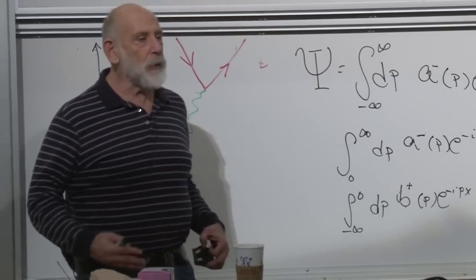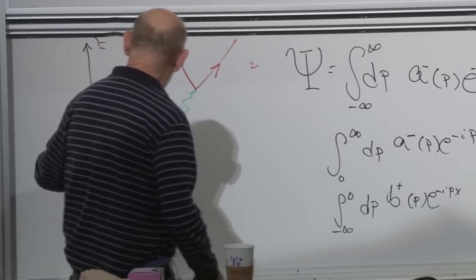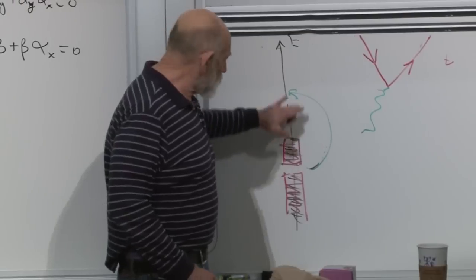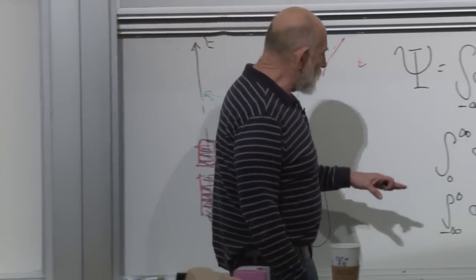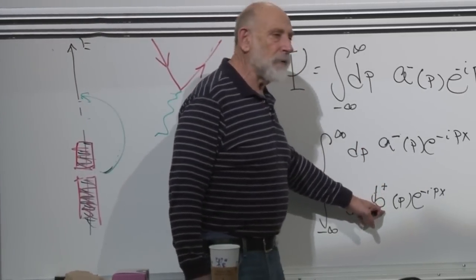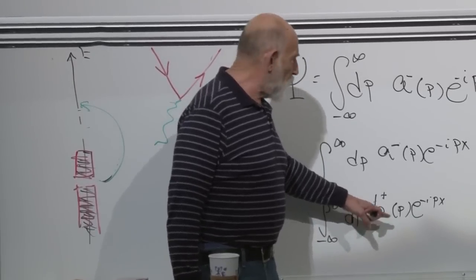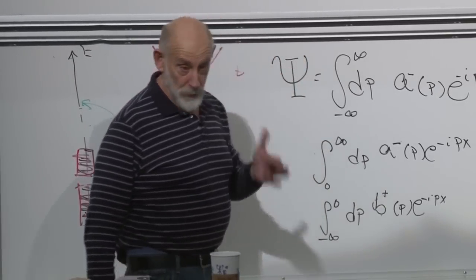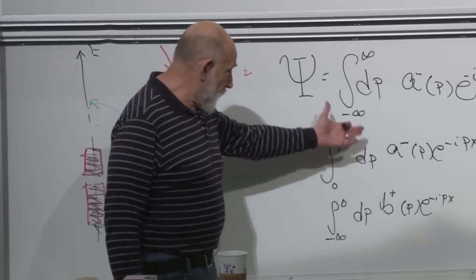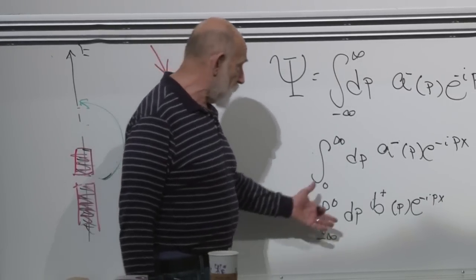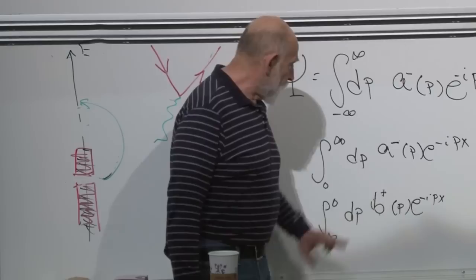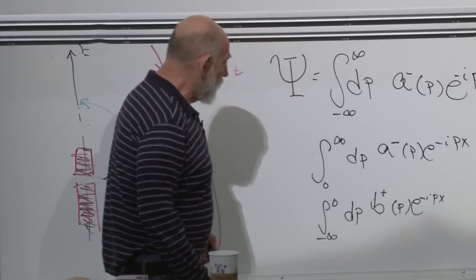What does it do? Remember what it did. It annihilated a negative energy electron. In other words, it created a positron. So let's call this the annihilation operator of a negative energy particle, or a creation operator for a positron. And he labeled them B's. I don't know why B's, but A's and B's: electrons, positrons.